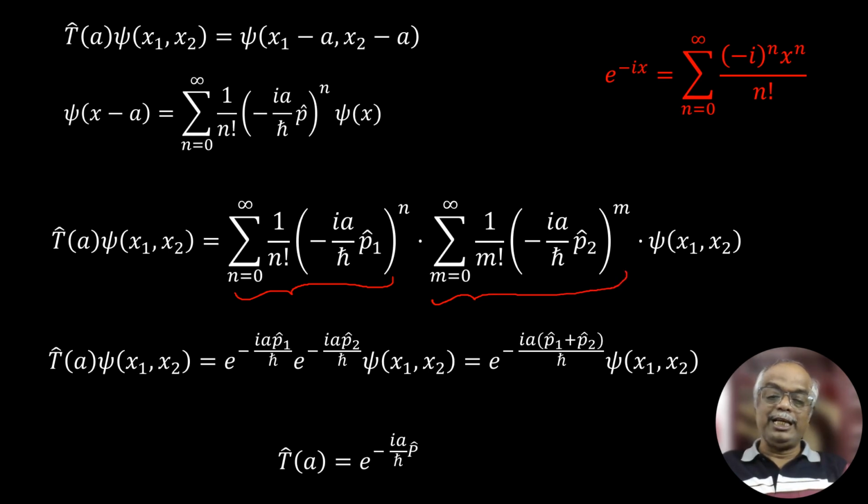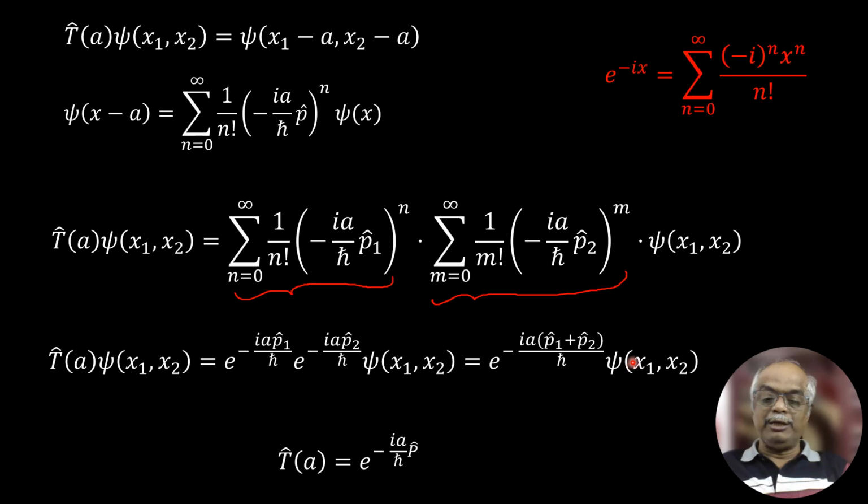Remember that m is only a running index. You can take p, q, r, s, whatever it may be. So this is also equal to e power minus i a, except here you have p2 over h cross. Now if you combine both, remember that p1 and p2 commute. So you can combine, and this will become e power minus i a (p1 plus p2) over h cross.